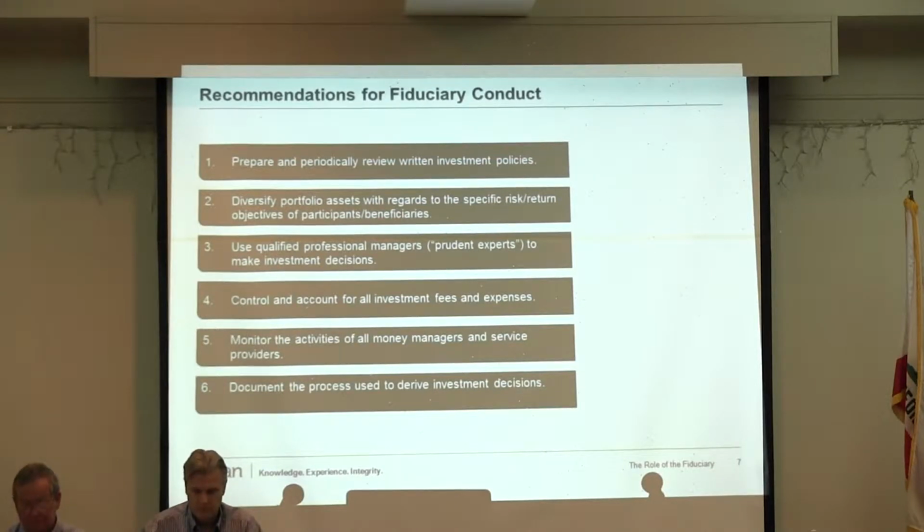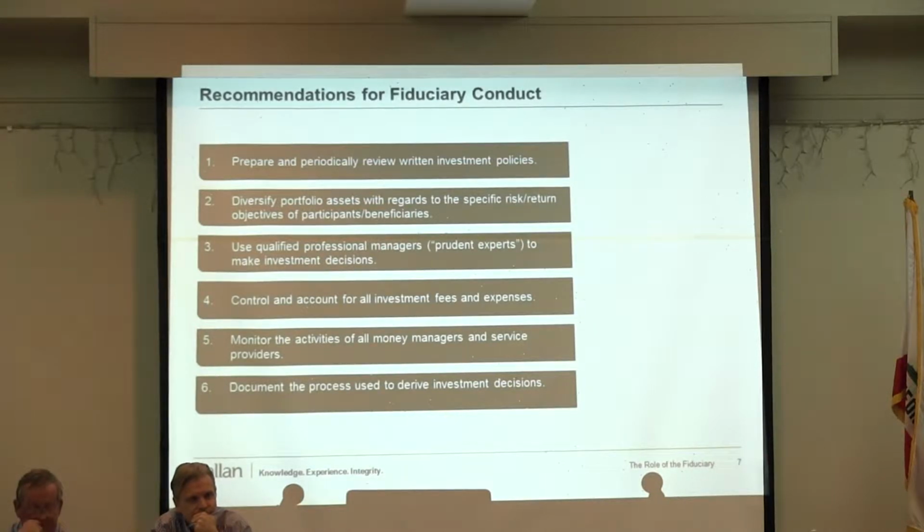Okay? Let's flip ahead to page 7. And so we're often asked, how do I make sure I'm meeting my fiduciary responsibilities? It's a big responsibility you all have, and in some situations it's a personal liability that you take on when you are a fiduciary. So what are the few steps you should do, and we outline 6 here? You should prepare and periodically review written investment policies, so you're doing that when you review your investment policy statement. Diversify portfolio assets consistent with the specific risk and return objectives of the plan. And so you do that every 3 to 5 years. There's an asset allocation study, and we're going to be helping you do that going forward.